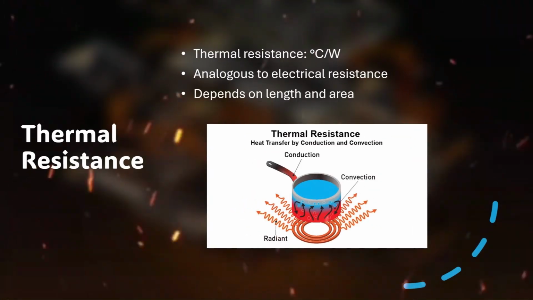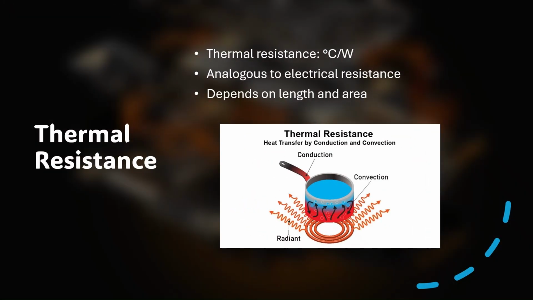Thermal resistance. Thermal resistance works very much like electrical resistance. It tells us how much temperature rise we get per watt of heat flow. A long, thin path resists heat flow more than a short, wide one, exactly like current in a wire. This analogy makes thermal analysis much easier once you're comfortable with Ohm's law.